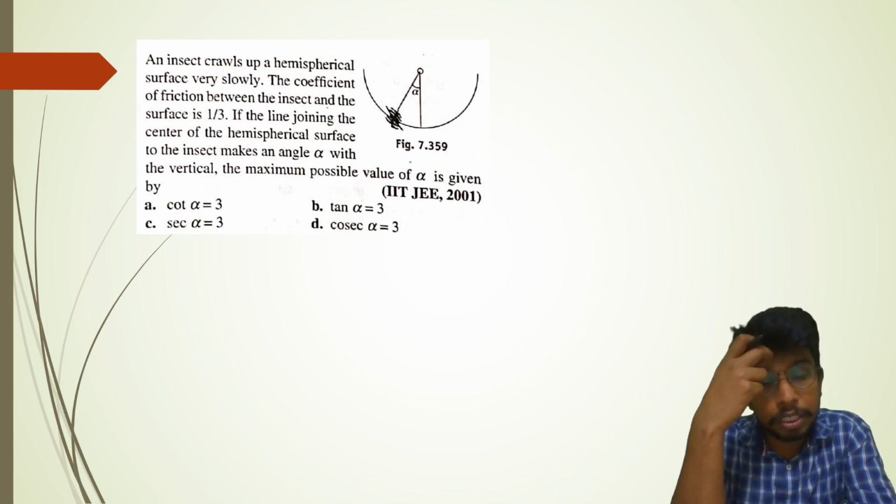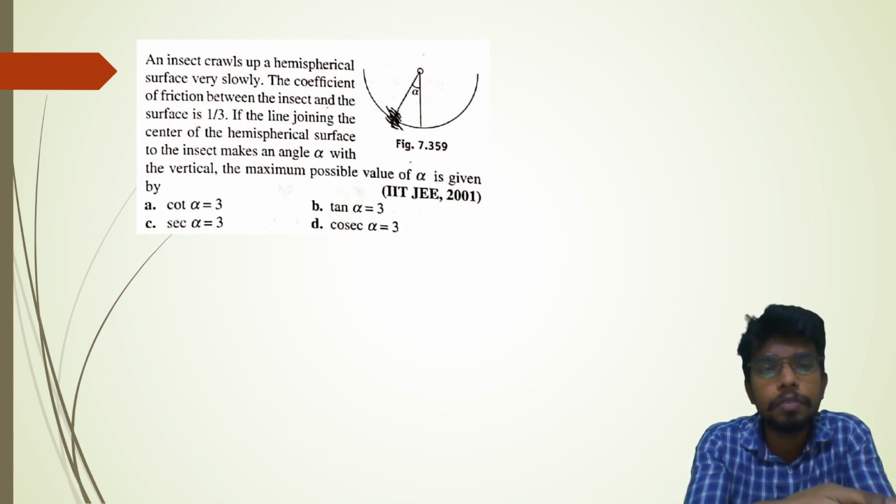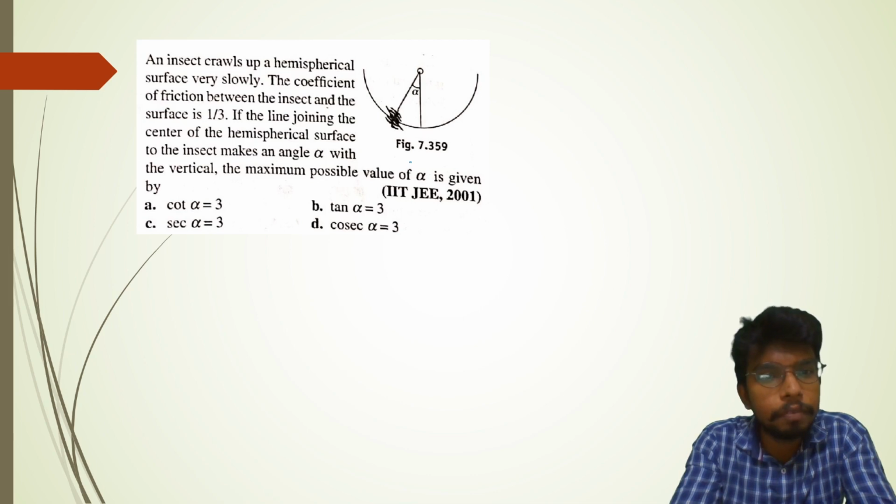Moving to the next question, an insect crawls up a hemispherical surface very slowly. The coefficient of friction between the insect and the surface is 1/3. If the line joining the center of the hemispherical surface to the insect makes an angle alpha with the vertical, the maximum possible value of alpha is given by.